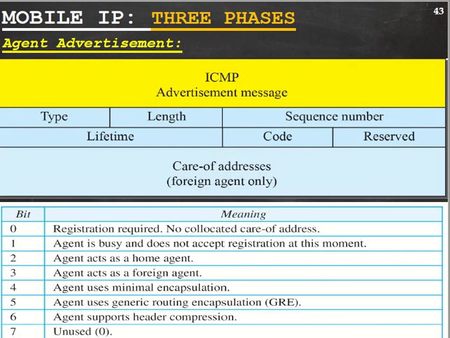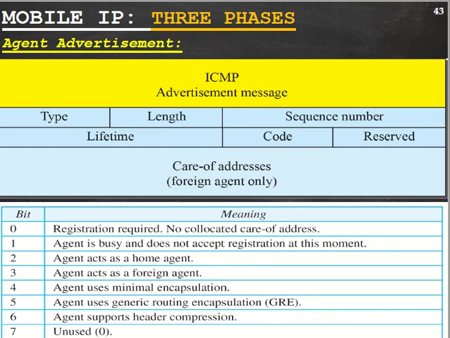So the first one is agent advertisement. When a router advertises its presence on a network using ICMP router advertisement, it can append an agent advertisement to a packet if it acts as an agent. You can see in this figure that the agent advertisement is piggybacked to the router advertisement packet.